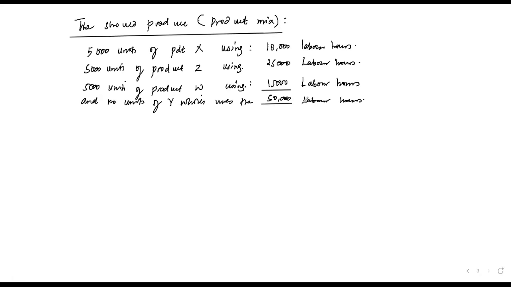This company should produce 5,000 units of product X, 5,000 units of product Z, and 5,000 units of product W. For Y, they should not produce because we don't have the labor hours. Remember, our labor hours are restricted to 50,000 labor hours. So that is assumption A, where we have the labor hours restriction.